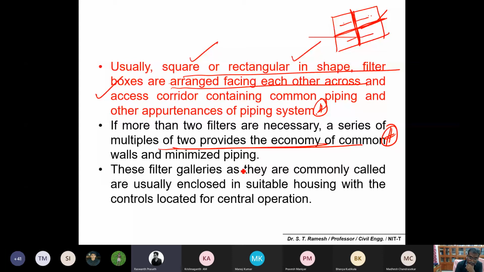So these filters are commonly called filter galleries. Filter galleries 1, 2, 3, 4, and you can simply call it the filter gallery. And this is usually enclosed in a suitable housing with the controls located for central operation. So please make a note: most of the filters are enclosed in suitable housing, so could be inside the building. Thereby you can claim that water is not contaminated with other pollutants.